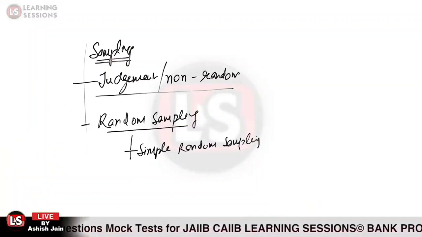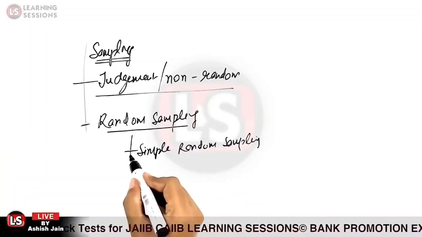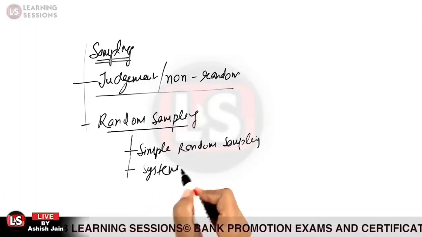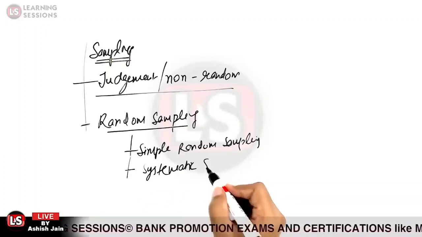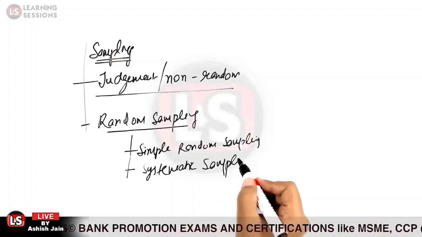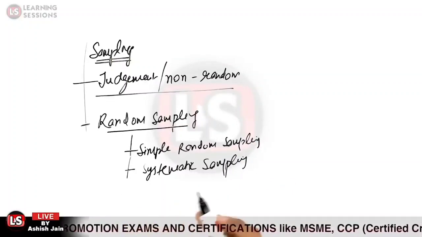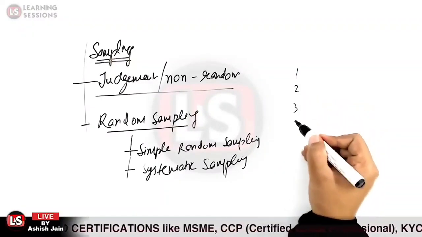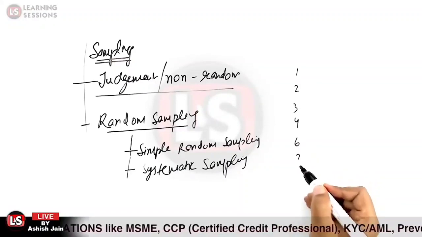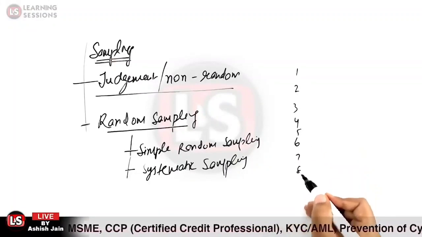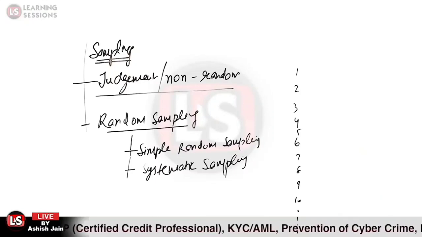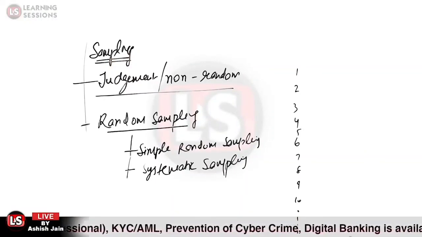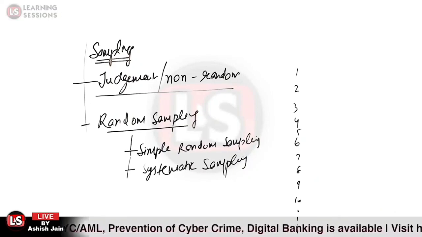The second type of random sampling is systematic sampling. Now what is systematic sampling? In this case also, you select the person randomly, but you will be following a system. Let us take the case that we have 100 students, numbered 1, 2, 3, 4, 5, 6, 7, 8, 9, 10 and up to 100, and further let us take the case that we select each and every 8th student.